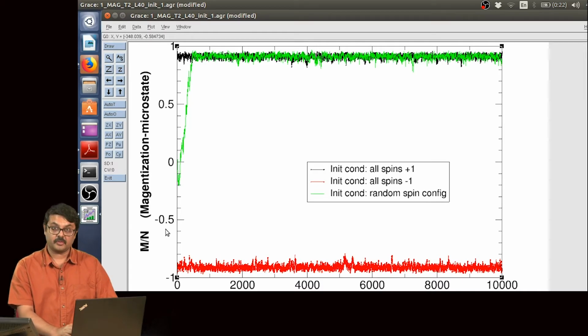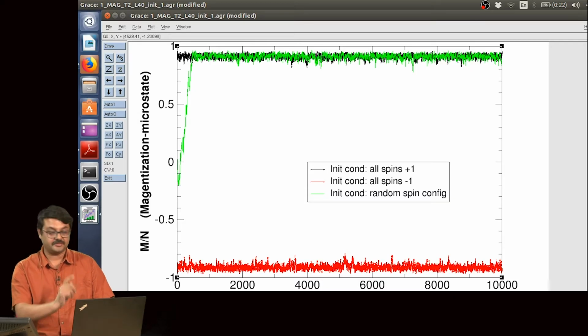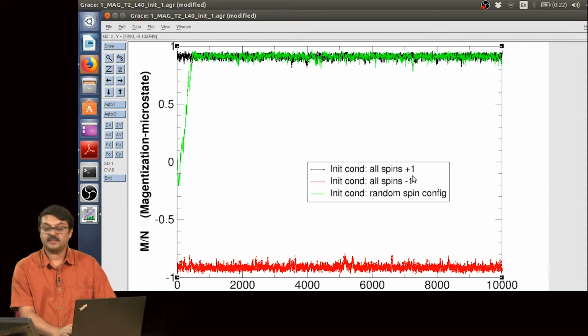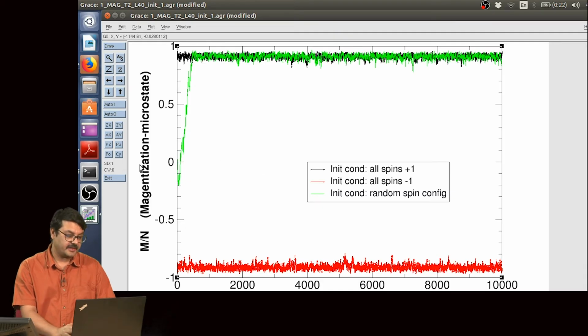It is extremely important when you plot any graph to give the y label and the x label, where you define what you are plotting on your x axis and y axis. These are the legends, so that you know what each of your data sets here, green, red and black, corresponds to. Here they correspond to different initial conditions, right. Now, we were looking at the magnetization per spin.